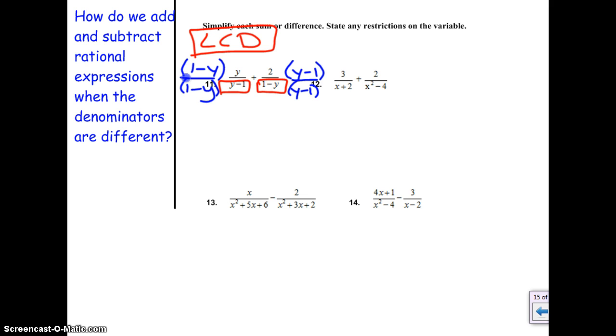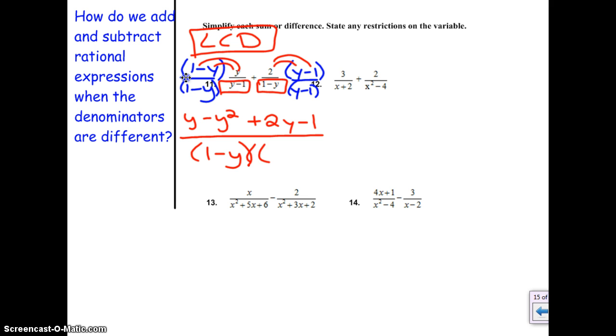So that's what we're doing here. Our next step would be to simplify. So I now have, let's distribute this y. So I now have y minus y squared plus, let's distribute this, 2y minus 1. And we have the same denominator now, 1 minus y, oops, and y minus 1.